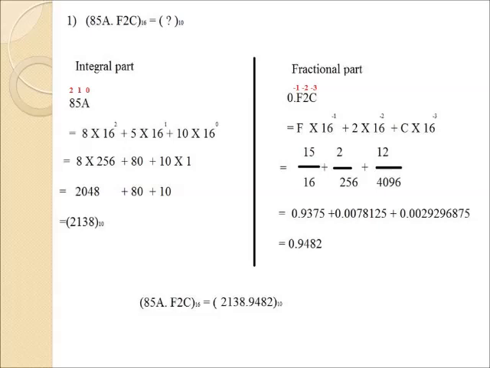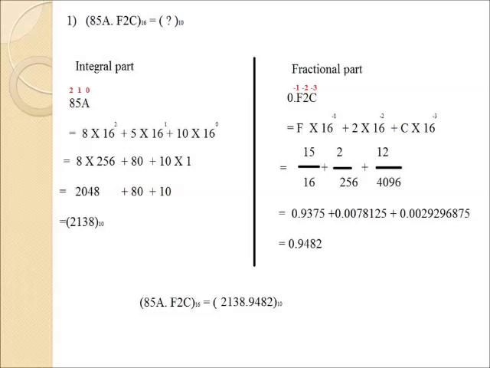Now look into the fractional part. In the fractional part, we are multiplying with the negative powers, right? Negative powers of 16. So F into 16 raised to minus 1, plus 2 into 16 raised to minus 2, plus C into 16 raised to minus 3. What you can observe here is that F means 15. So 15 by 16, because 16 raised to minus 1 can be written as 1 by 16.